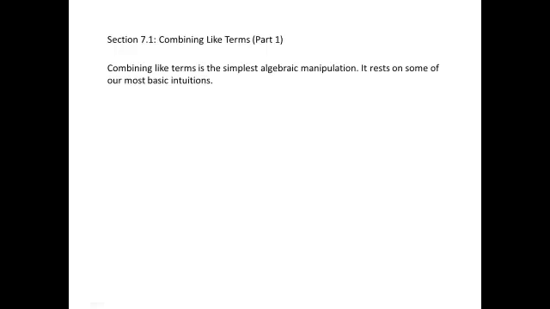Section 7.1, Combining Like Terms, Part 1. Combining like terms is the simplest algebraic manipulation that we have. It rests on some of your most basic intuitions. For example, simplify 3 apples plus 2 apples. This probably goes back to your kindergarten days. 3 apples plus 2 apples gives you 5 apples. No surprises here.